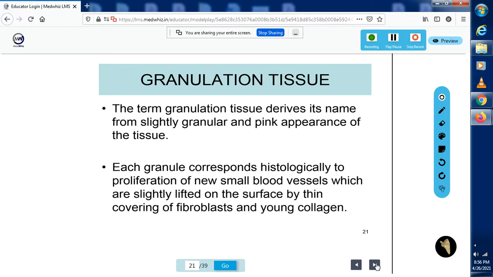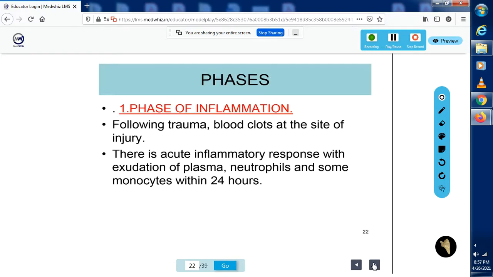The granules correspond histologically to a proliferation of new blood vessels, which are slightly lifted on the surface by a thin covering of fibroblasts and young collagen. Basically, there are three phases involved in the formation of granulation tissue. The first phase is the phase of inflammation. The second phase is the phase of clearance, and the third phase is the formation of the granulation tissue.